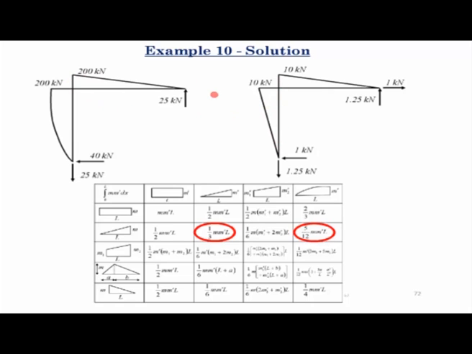For the horizontal member, both of them are triangular distributions, and the maximum value of those triangular distributions occurs at the same point.